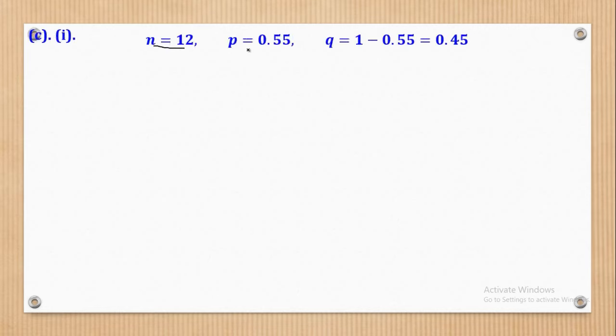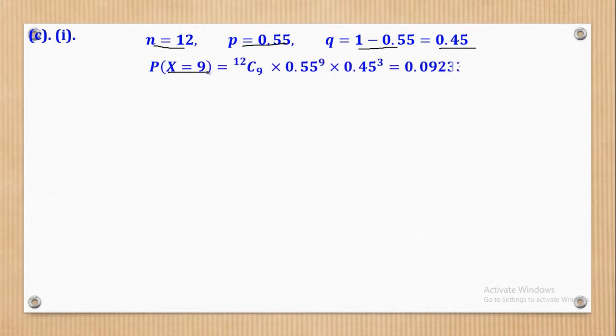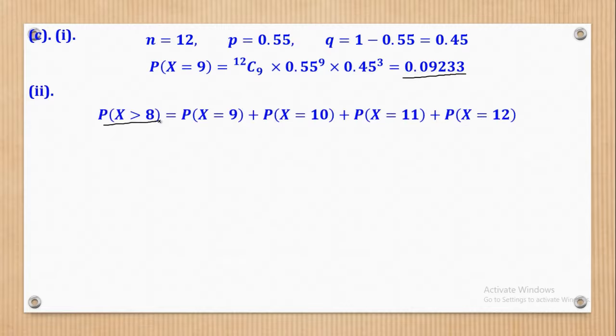So now we shall go to part C. So part C, N is 12, P is 0.55, Q is 1 minus P, which is 0.45. They also wanted the probability of x equal to 9, so you substitute into the binomial formula. R is 9, N is 12, P is 0.55, Q is 0.45. Now this 3 is N minus R, therefore 12 minus 9 gives 3, which is there. In the end, it will come up with 0.09233.